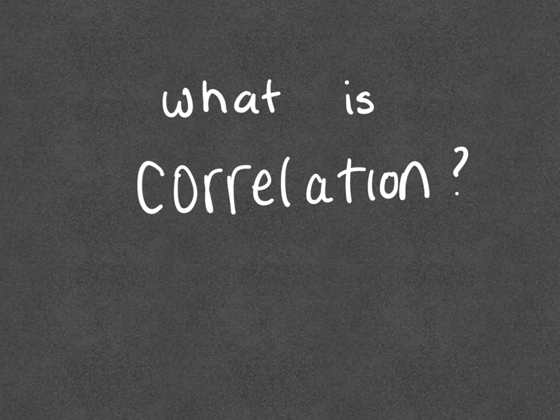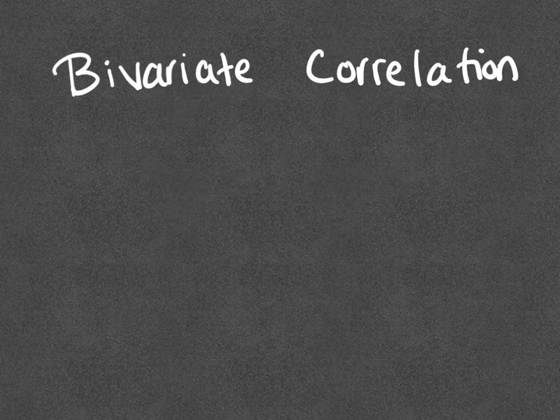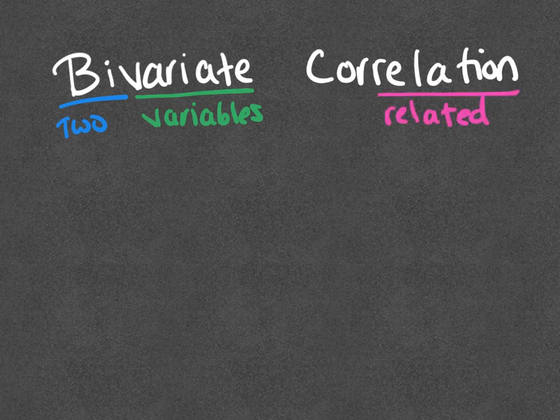The focus of this video is correlation. I'll be previewing what it is and how it's used. The most commonly used form of correlation is called a bivariate correlation. As the name implies, a bivariate correlation looks at two variables to see if they are related.